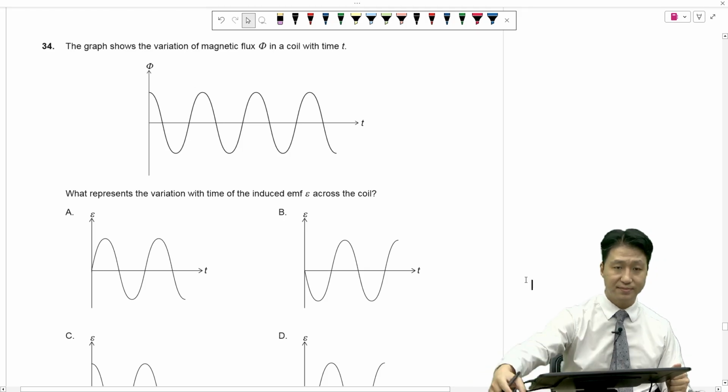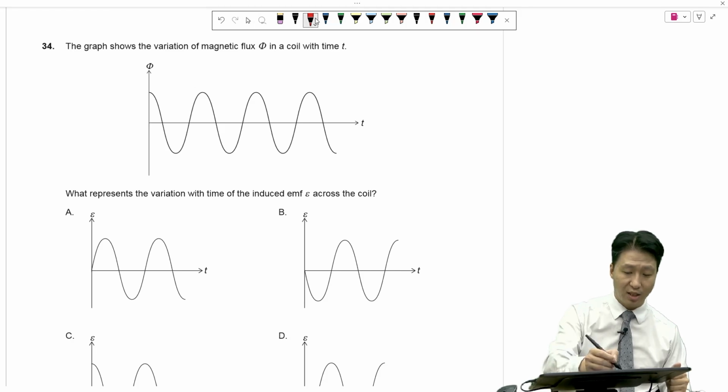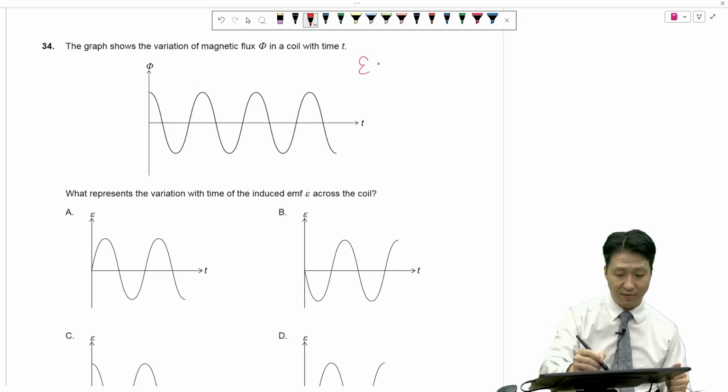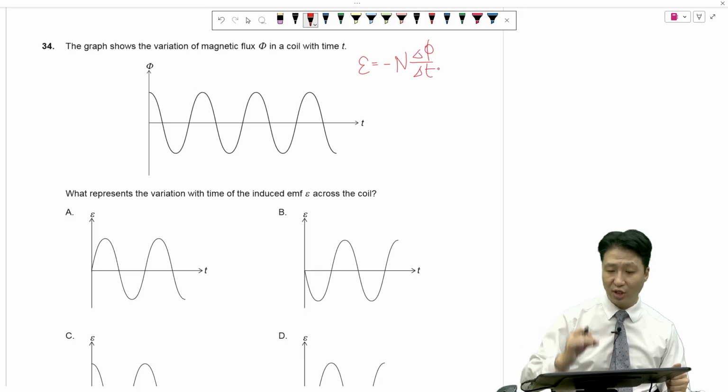In number 34, the graph shows the variation of the magnetic flux in a coil with time t. What represents the variation with time of the induced EMF across the coil? And we have to start with Faraday's law. Faraday's law says the EMF is negative N delta flux over delta T, which you would say as the rate of change of magnetic flux linkage.